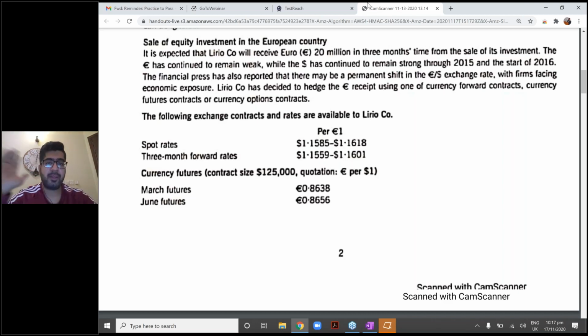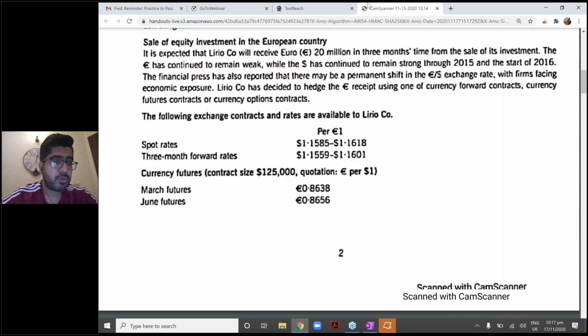Spot rates are dollar 1.1585-1.1618 per euro. 3-month forward rates are 1.1559-1.1601 per euro. For currency futures, the contract size is dollar 125,000. The quotation is euro per dollar. See, in the above spot rates and forward rates, it was dollar per euro, but in futures, it's euro per dollar.